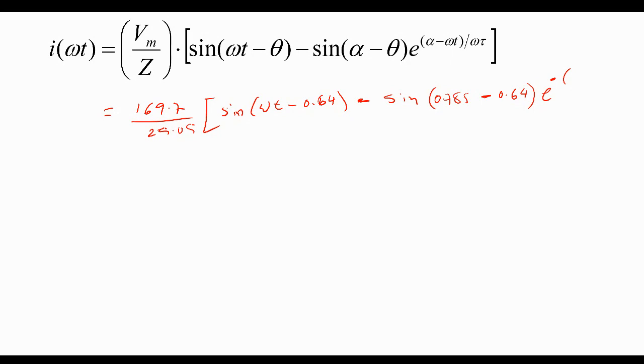All right, so e to the minus alpha. Sorry, not minus. I don't know why I'm always saying minus here. E to the alpha minus omega t, divided by this, which was at 0.002.